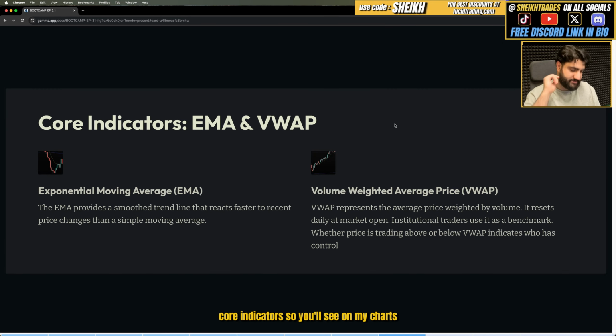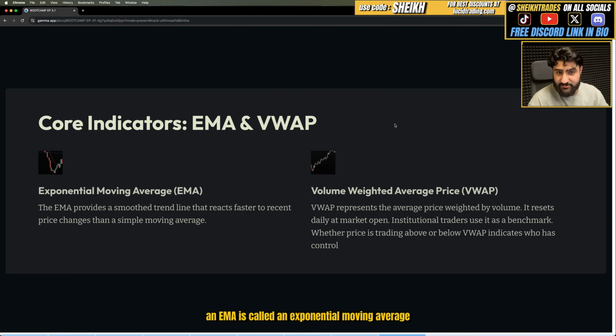Core indicators. So you'll see on my charts, I have certain indicators that I use: the VWAP, the EMA 13, the EMA 9. The EMA 9, you could sort of ignore; I don't really worry about the EMA 9. The EMA 13 and the VWAP are the two most used indicators in the past 6 years. I've never used anything more than that.